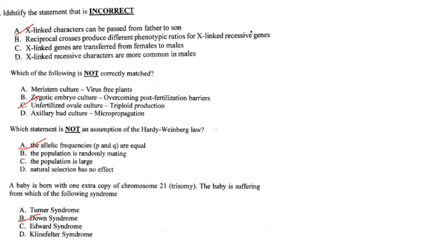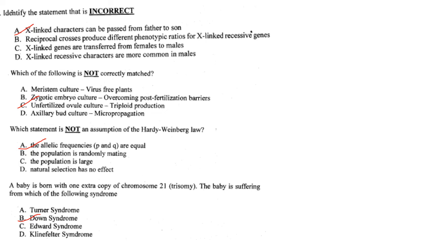Then which of the following is not correctly matched? Meristem culture, virus-free plants. Zygote embryo culture, overcoming post-fertilization barriers. Unfertilized ovule culture, triploid production. That is not correct. Unfertilized ovule does not give you a triploid. Then axillary bud culture, micropropagation. Unfertilized ovule culture is for haploid production, not for triploid production.